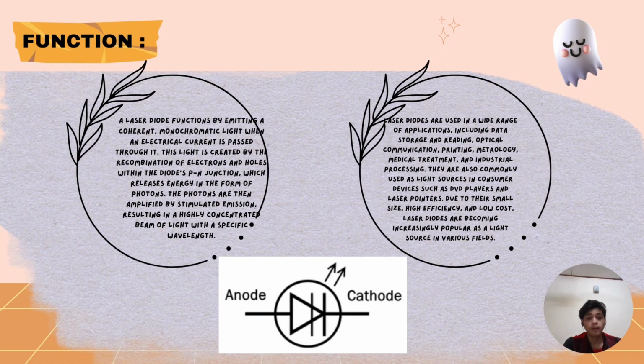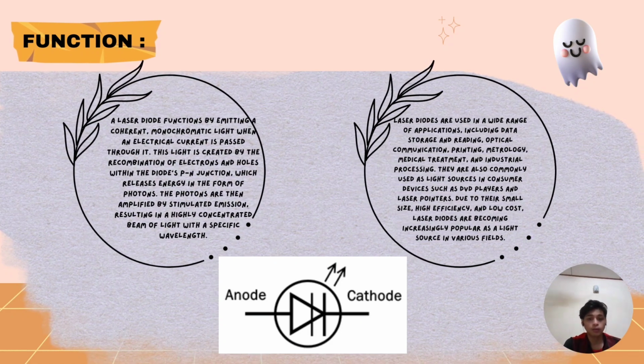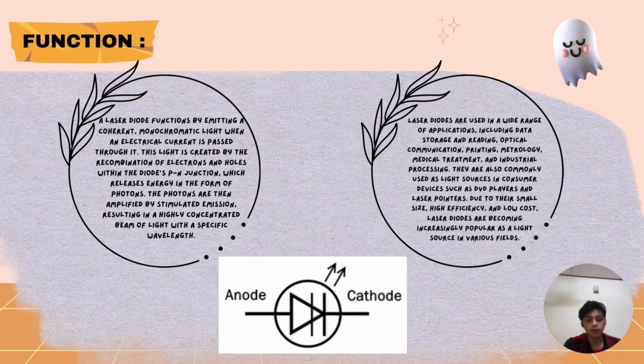This is achieved by passing an electrical current through the active material of the diode, which is typically a semiconductor crystal or composite material. When the current is applied, it causes the electrons in the active material to jump from a lower energy level to a higher energy level, releasing a photon in the process.